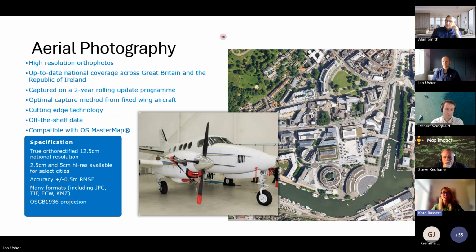Historically, we captured on a 3-year cycle. We are now working hard to increase this to every 2 years, and this currency is unmatched by any other UK supplier. Plus, I must mention, we have 5 centimetre aerial imagery for urban areas, which we are committed to expanding, and we've captured over 2,000 square kilometres of new 5 centimetre imagery this flying season.